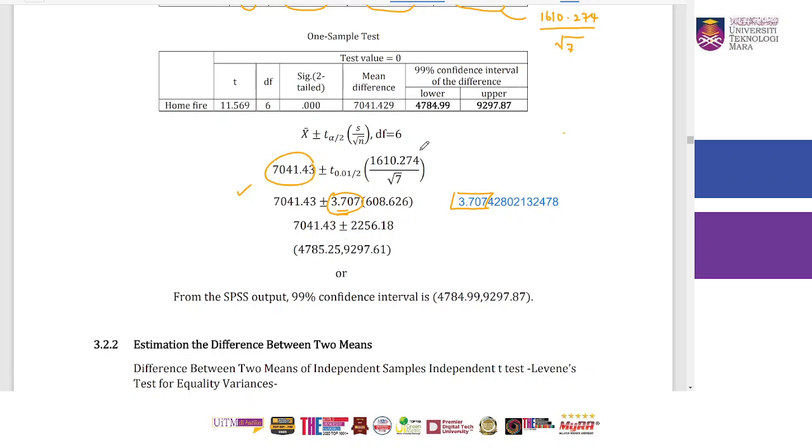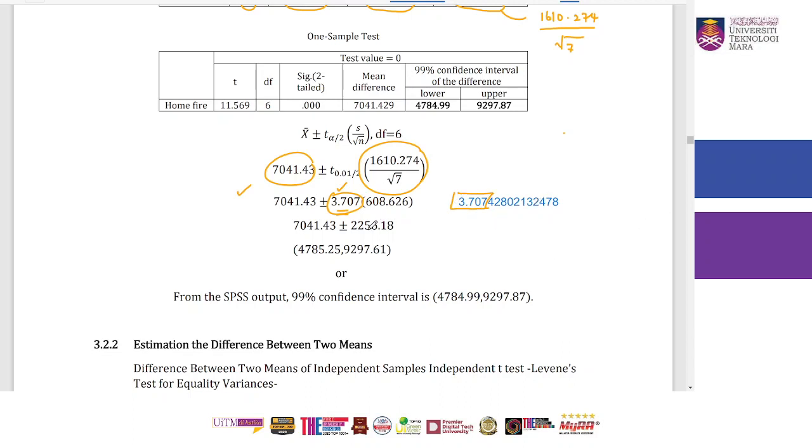Alright, boleh eh? So kita tak tahu the actual value kat sini eh. So this one is only obtained from the statistical software, ataupun you boleh gunakan Excel untuk dapatkan yang ni. Okay, so this is the actual value untuk distribution alpha 0.01 divided by 2 for 6 degrees of freedom.